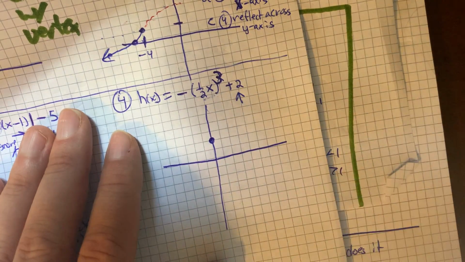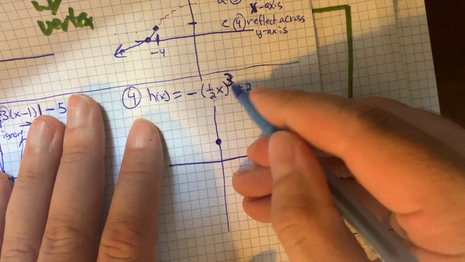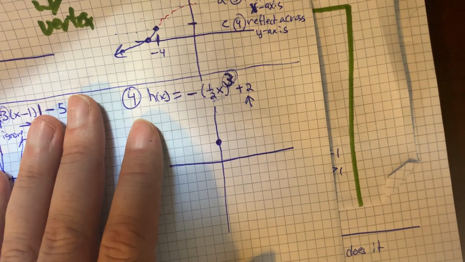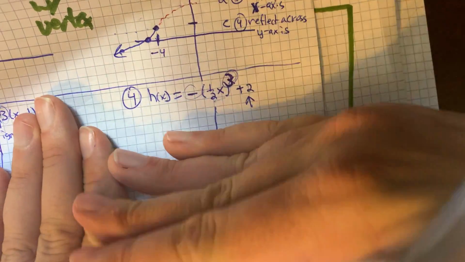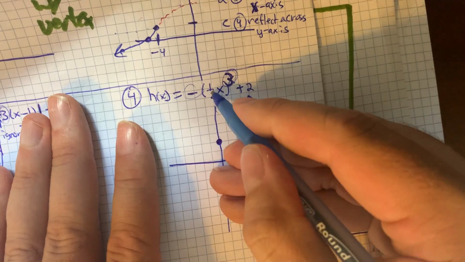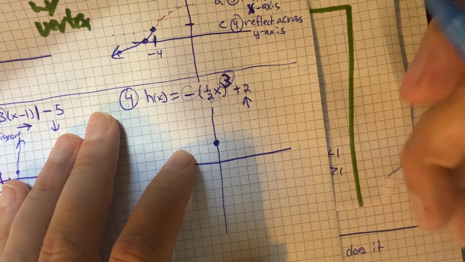It did not get horizontally shifted, and so the vertex is at 0. Oh, no, sorry, it's not a vertex. It's an inflection point because it's a cubic. The inflection point will be at 0, 2. This negative in the front will reflect vertically, and this 1/2 will horizontally stretch by a factor of 2.